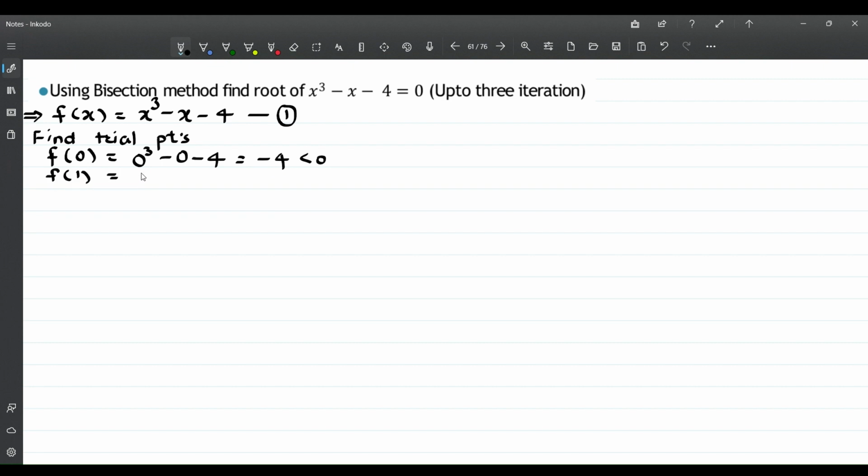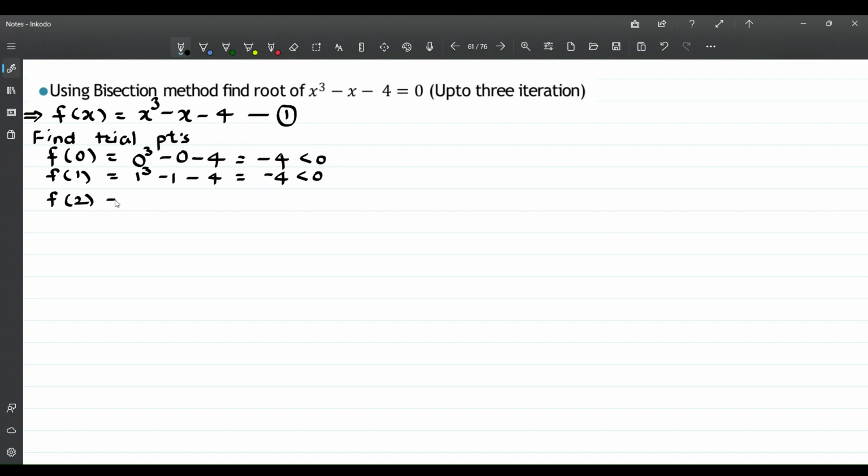So the answer is 1 cube minus 1 minus 4. The answer of this one is also minus 4. On calculator you can solve it directly. 1 cube minus 1 minus 4, that is minus 4. Next, this is again negative, but we have to solve it up to positive.